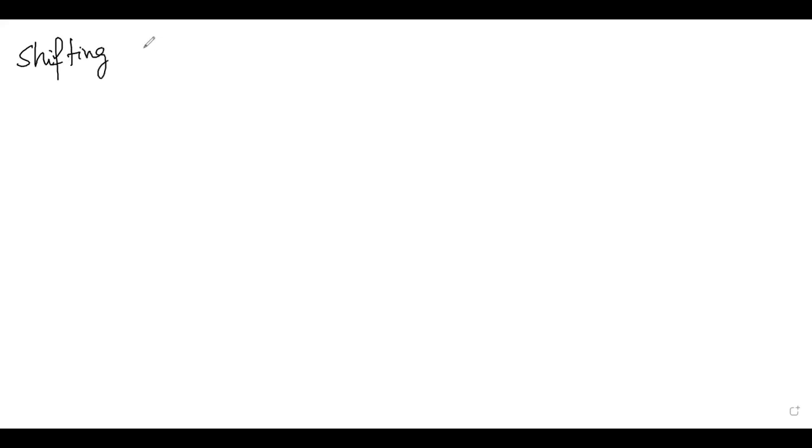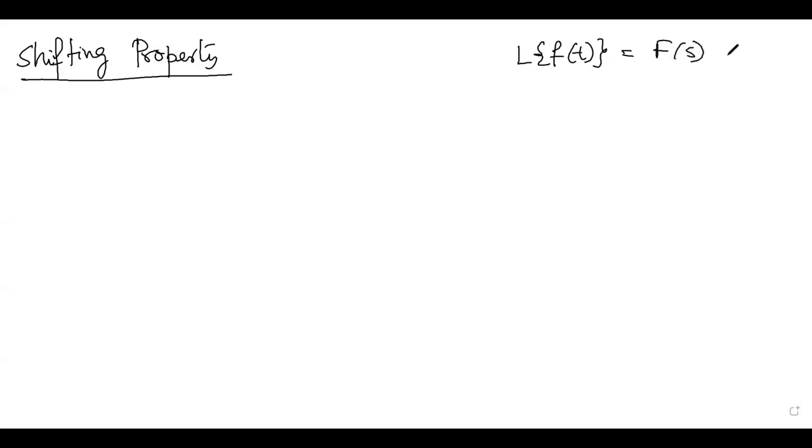Shifting property. Now we know the Laplace transform. If the Laplace transform of f(t) is F(s), then what is the Laplace transform of f(t minus T)? You know, the second shifting property. It is e to the power minus sT times F(s). Yes, this is the second shifting property.